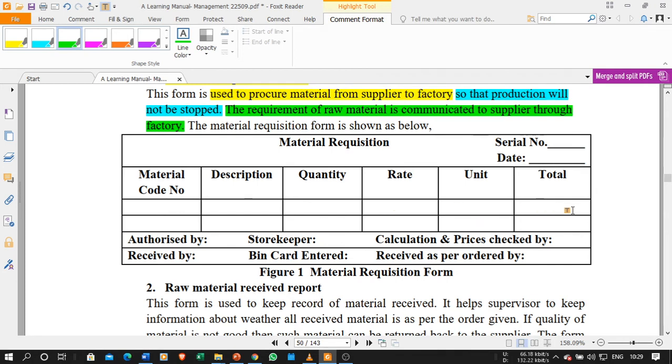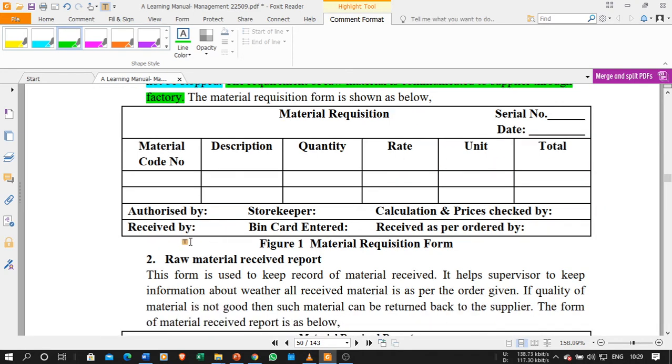Okay, unit and total. So this is the authorized by storekeeper, calculation and price check by the, received by, bill card enter, received as per the order by. Okay, so when you are going to give the requisition, you need to fill this form, and these forms are going to be filled with later on.